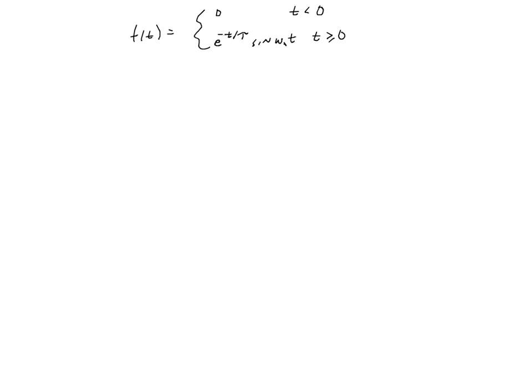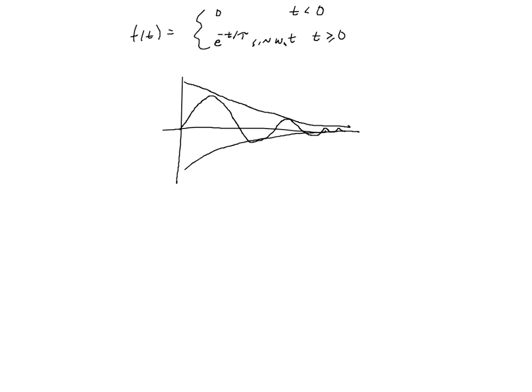So in this case, what happens is your function looks exactly like this, where it's a sine wave, and over time it gets smaller and smaller and smaller. So you have this kind of an exponential envelope on the outside, and inside the sine wave. Dampened harmonic oscillator.